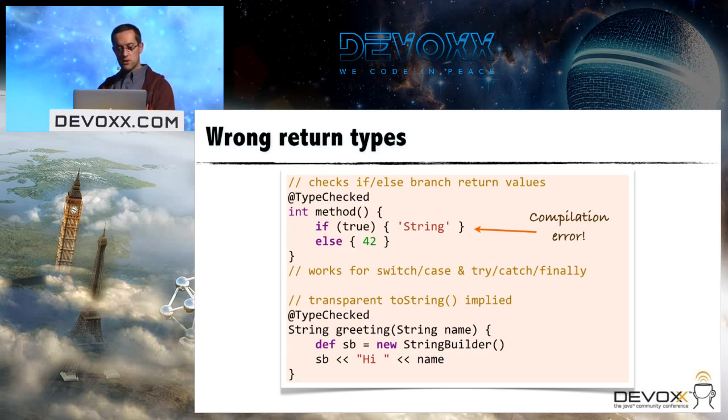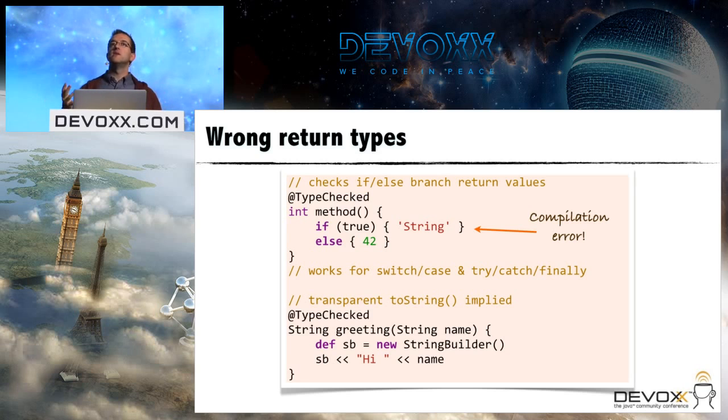And there are some cases where it doesn't complain. If you look at the last statement, sb << name, this is returning a StringBuilder. It's the equivalent of sb.append, basically, because I'm using operator overloading here. And it's returning the StringBuilder, but Groovy has this convention that if your method returns a string, it's going to call toString on the return value if it's not a string already. So those things which are common practice in Groovy, the compiler won't complain.